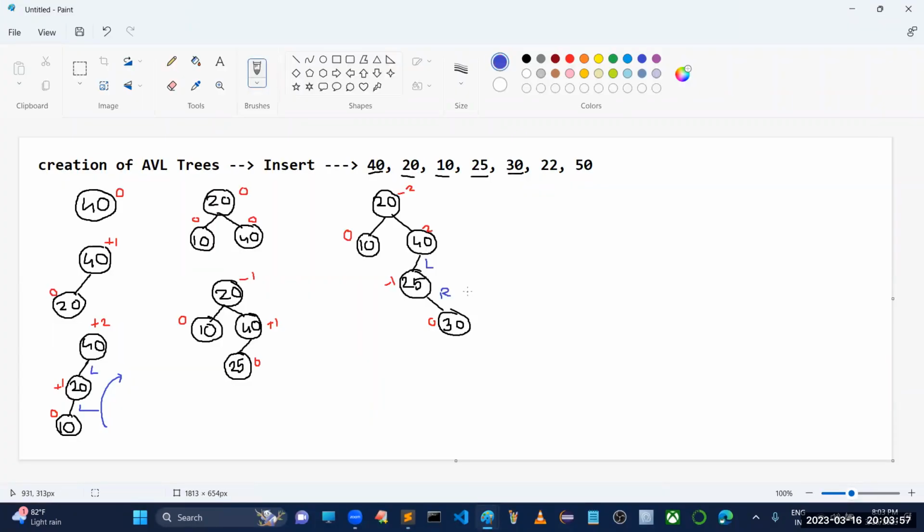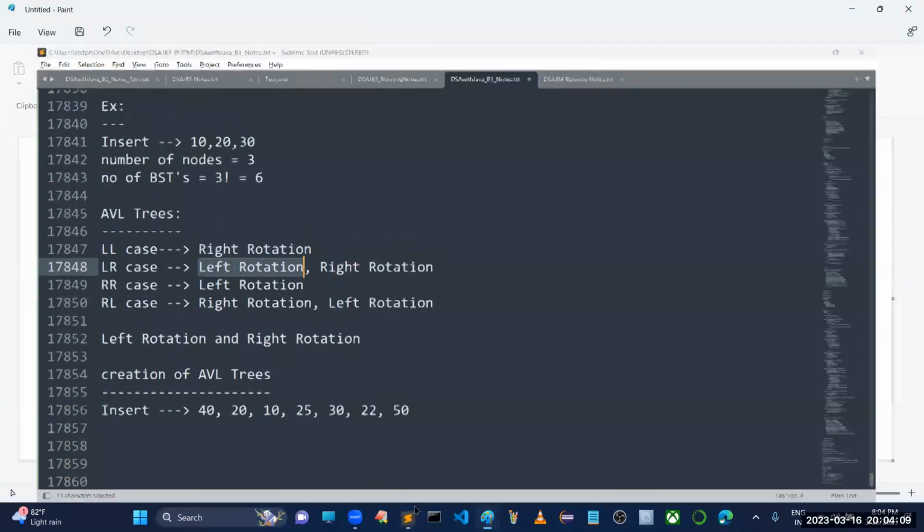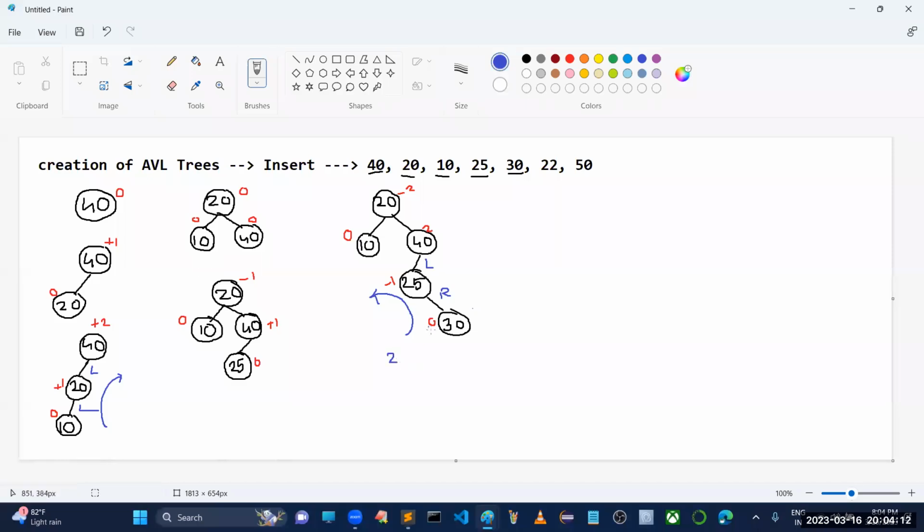If it is LR, first we have to do left rotation. What is the left rotation here? Sir, left rotation means like this we have to do. Sir, if you do left rotation, what will happen? So 20 is the root node. 10 is the left subtree, there is no disturbance up to this. Now among these three we are taking, 30 will become the root node, right? Then 25 is the left subtree, and 40 is the right subtree. Like this we are getting.